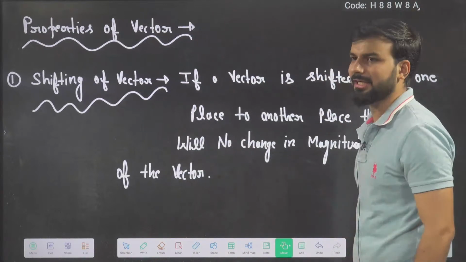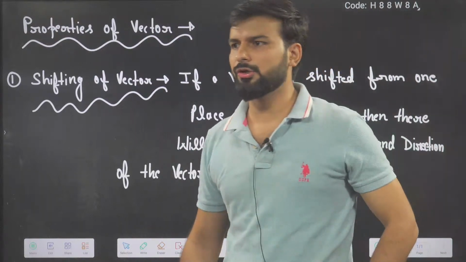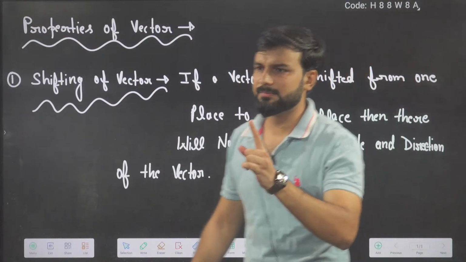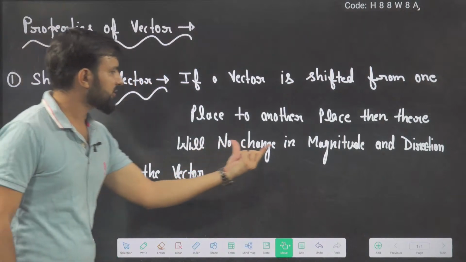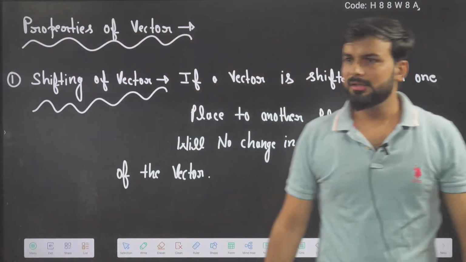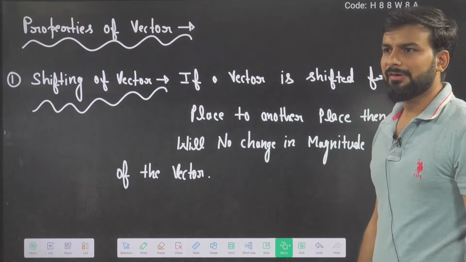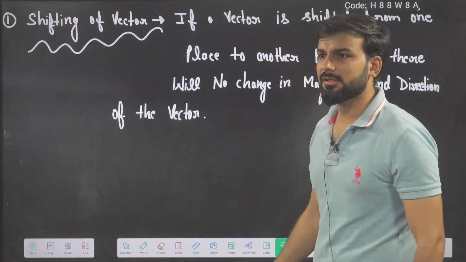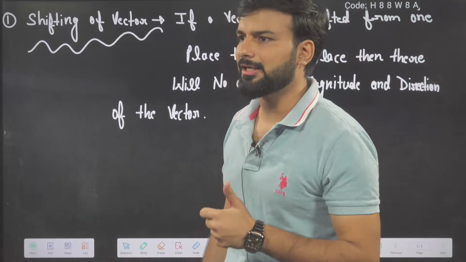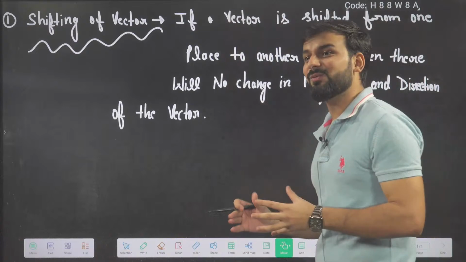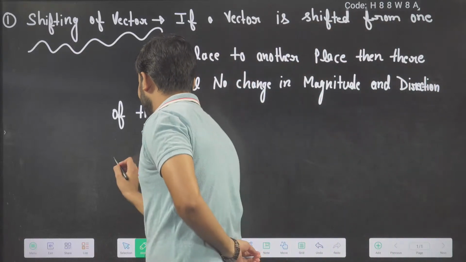Upon shifting the vector? Tell me in the chat box, yes or no. If I shift a vector from one place to another place, what have we learned? There is no change in the magnitude, no change in the direction. What does it mean? Therefore, will the vector change or not change? Yes, very good. Everyone understood. There will be no change in the vector. The vector will remain the same.